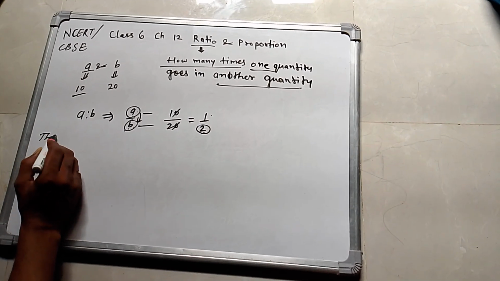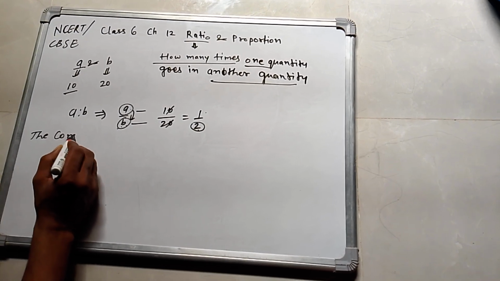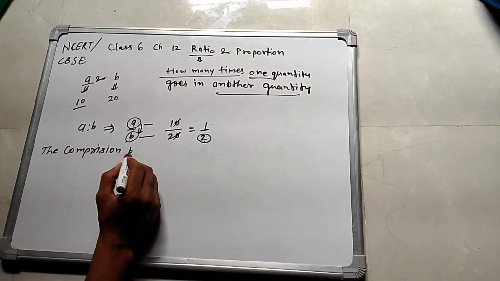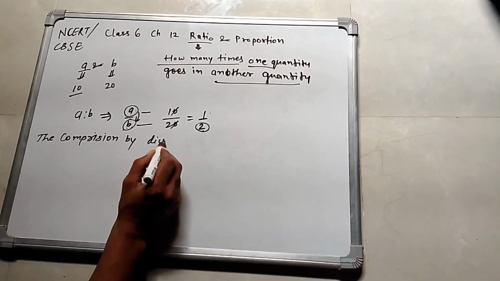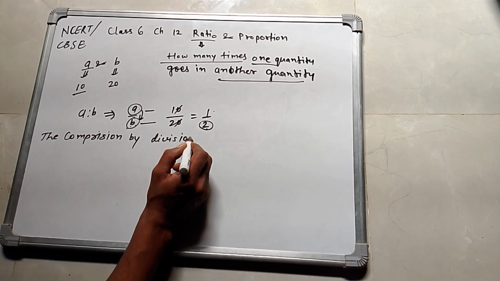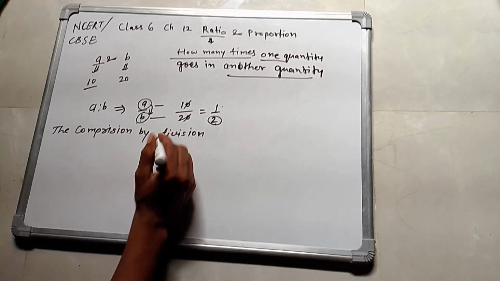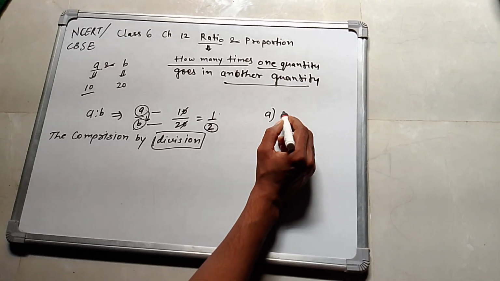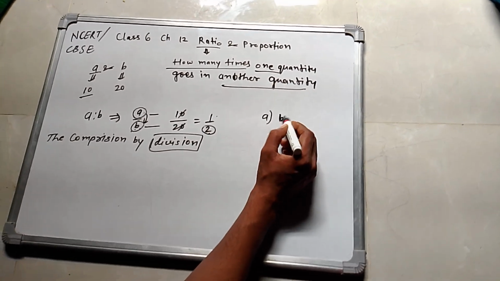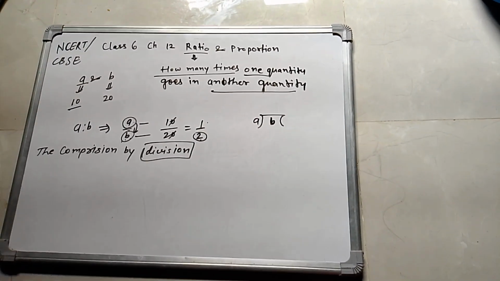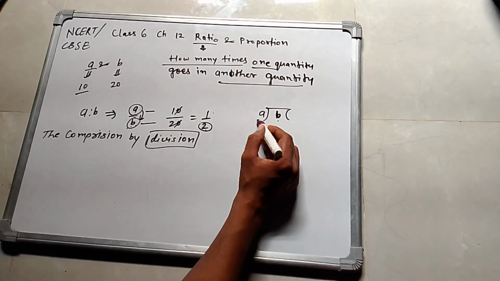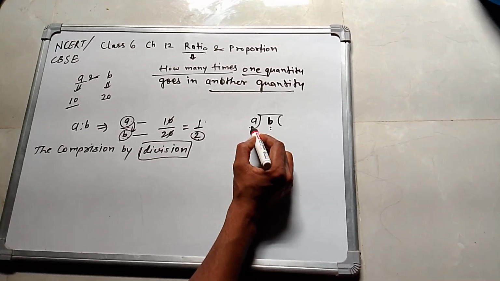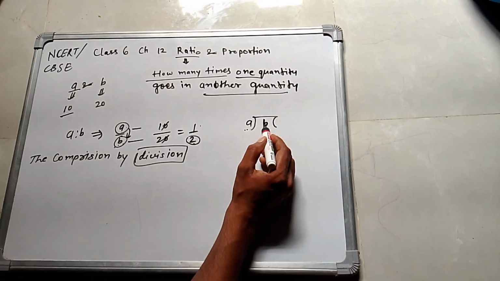The comparison by division. Division means one quantity divided by another quantity. A quantity is B, another quantity is A. How many times does A go in B?